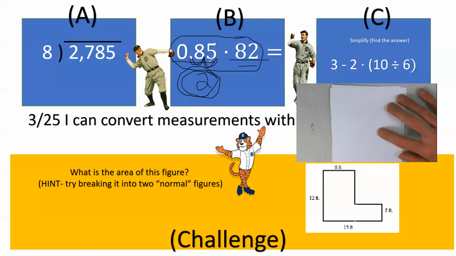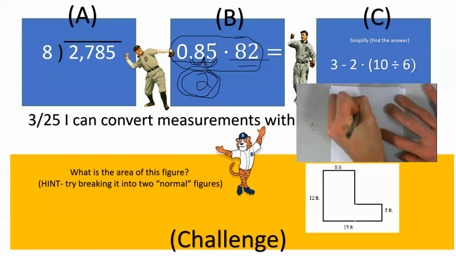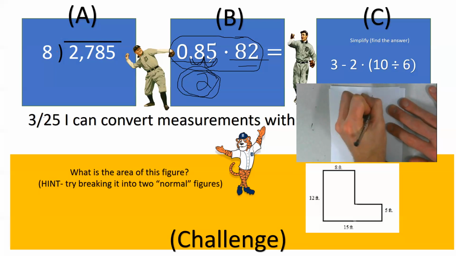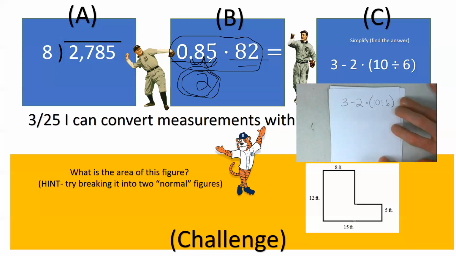This is a harder problem here. We have 3. We're losing 2. And then we're going to take that and we're going to multiply it by 10 divided by 6. Kind of, except the order was different than I said.